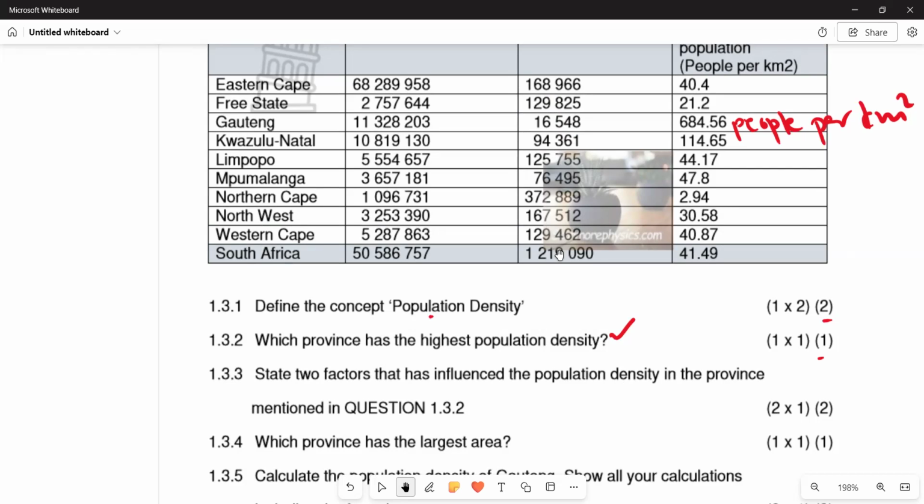So those are some of the reasons, or some of the factors, that we can raise. You can also talk about the issue of the good infrastructure that exists in the Gauteng province. It has facilitated the movement of more people into that province. So this is what we have.